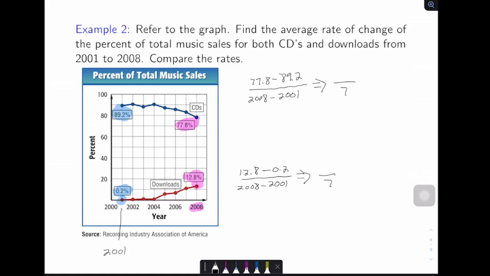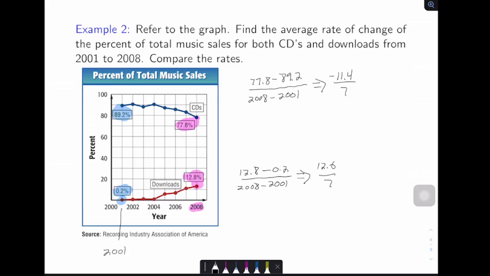For the downloads, I can subtract that. That's going to give me 12.6. And I should probably use my calculator for the other one. So that's going to be 77.8 minus 89.2, which gives me a negative 11.4. Now we just need to divide those. So we have decimals and fractions.